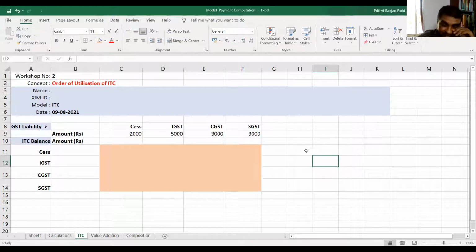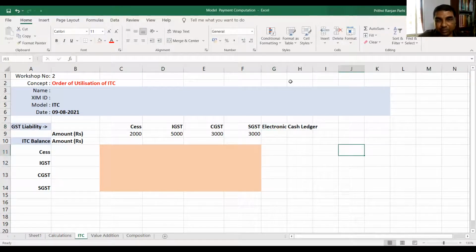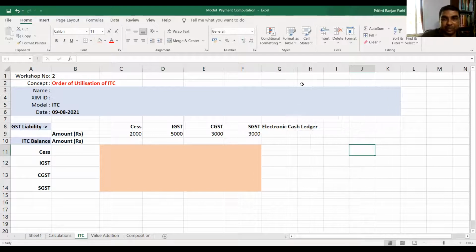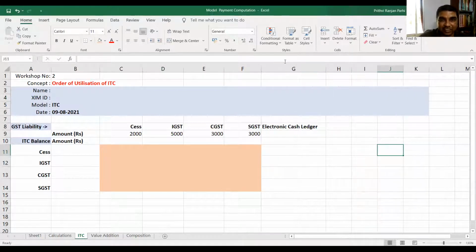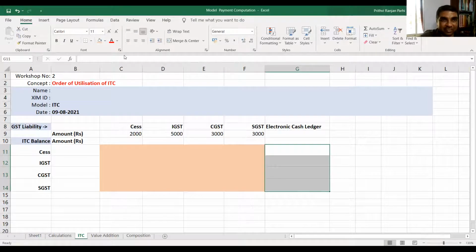Okay, here we'll do one thing. We'll write here about the cash payment, or you can say cash ledger, electronic cash ledger. Okay, electronic cash ledger balance and so on. Is it clear to you? Are you ready with the format?